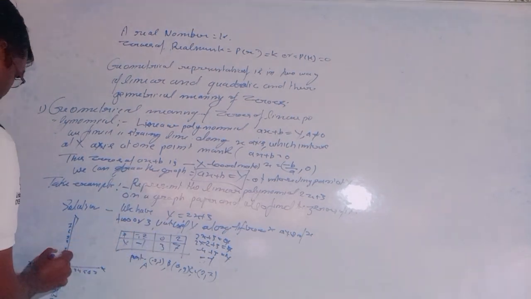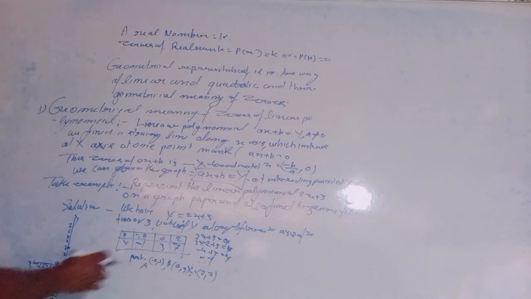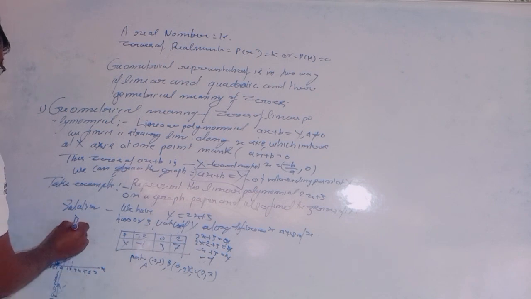Second point, 0 and 3. So the y-axis is plus 3, the positive here is plus 3. And the x-axis is 2 and 7. So 2 here is 2 and here is 7. So the third will be here, 2 and 7.